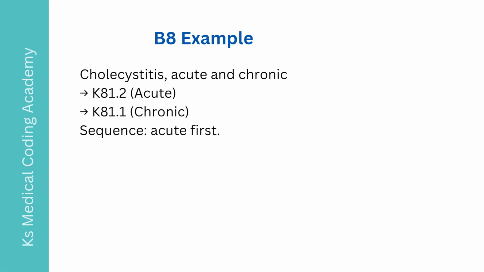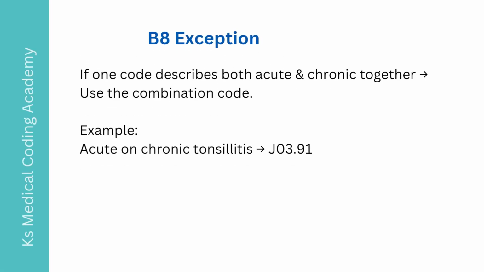Example. For example, if the diagnosis is acute and chronic cholecystitis, we assign K81.2 for the acute form, and K81.1 for the chronic form, and we sequence the acute form first. Exception. If ICD-10-CM provides a single combination code that describes both the acute and chronic forms together, then only that one code is assigned. For example, acute on chronic tonsillitis is coded with J03.91.